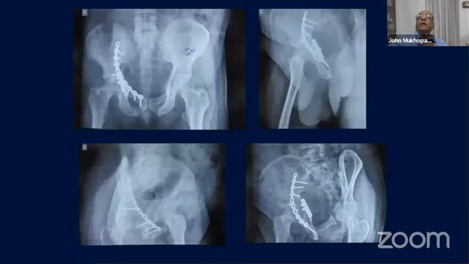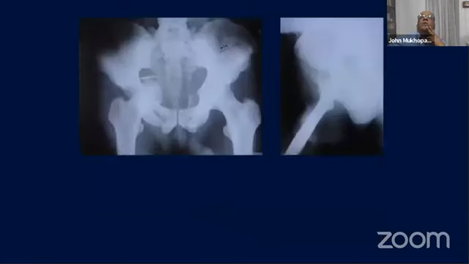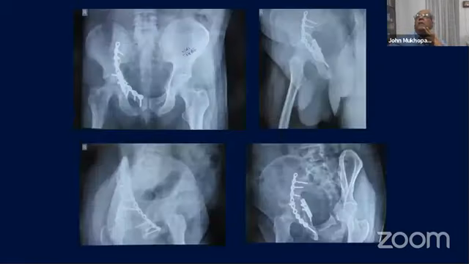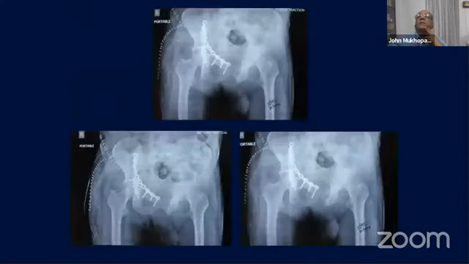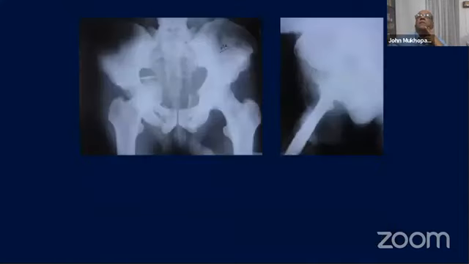Okay, and we used a percutaneous lag screw fixation for the opposite side pubic ramus. Where is that? I think I missed out that X-ray.